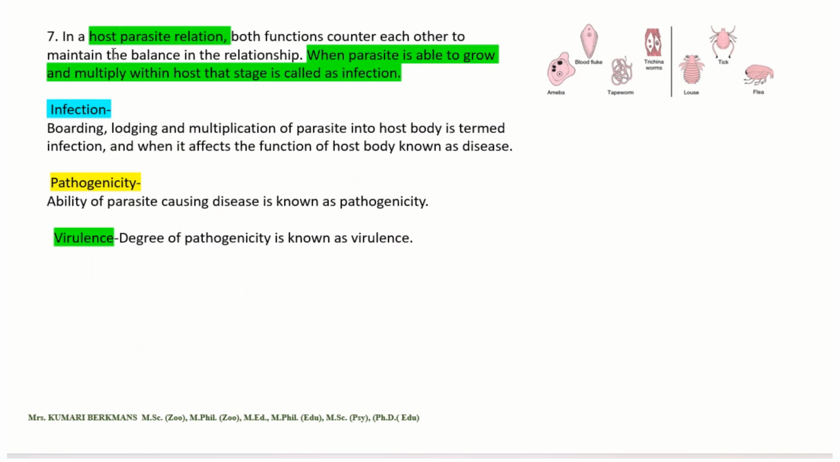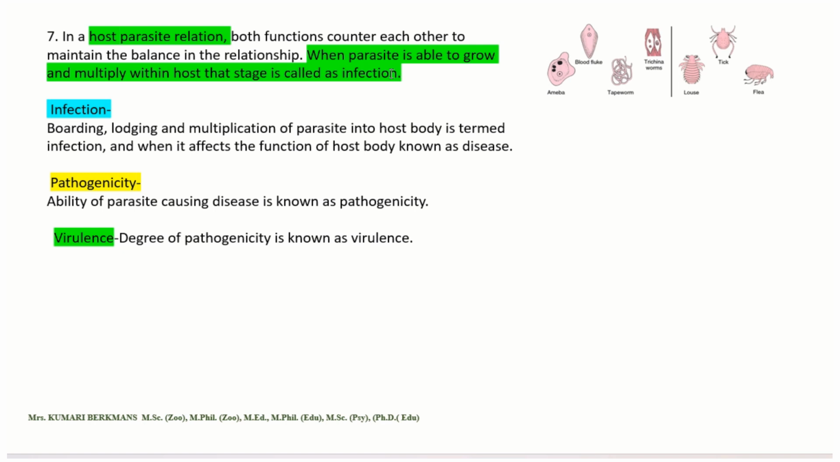In a host parasite relation, when the parasite is able to grow and multiply within the host, this stage is called infection. So what is called infection? First the parasite enters into the body, then it grows inside the body and causes the disease. That is called infection.